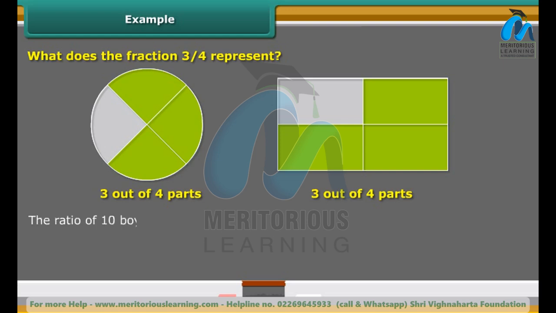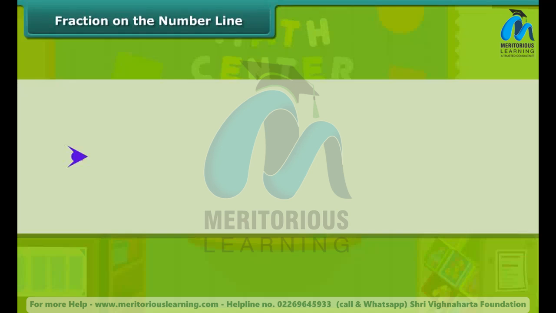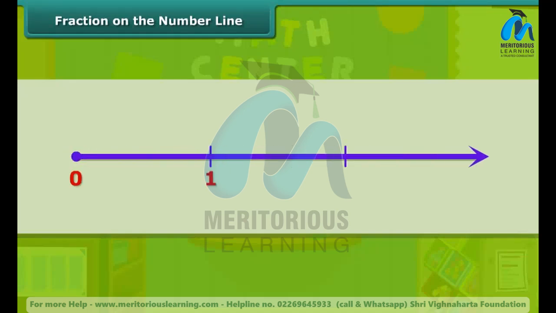The ratio of 10 boys to 20 girls in a class can be represented by fraction 2/3. In the fraction 2/3, number 2 is called the numerator of the fraction, and number 3 is called the denominator of the fraction. Students, to represent the fraction on a number line, let us mark 1/4 on a number line.